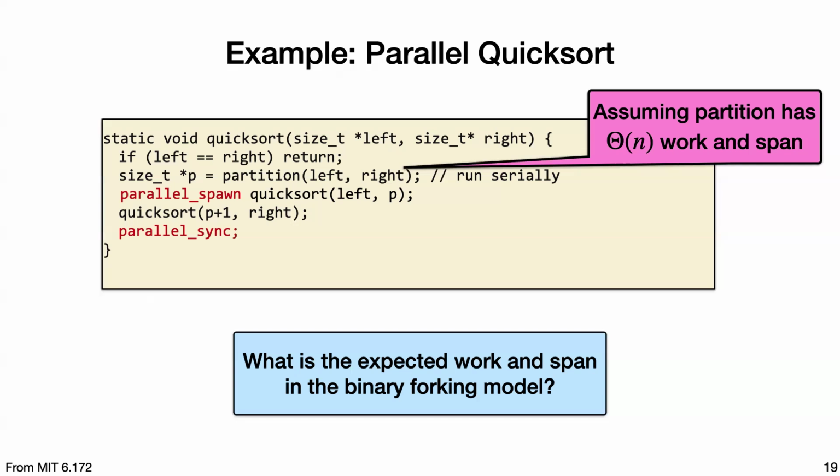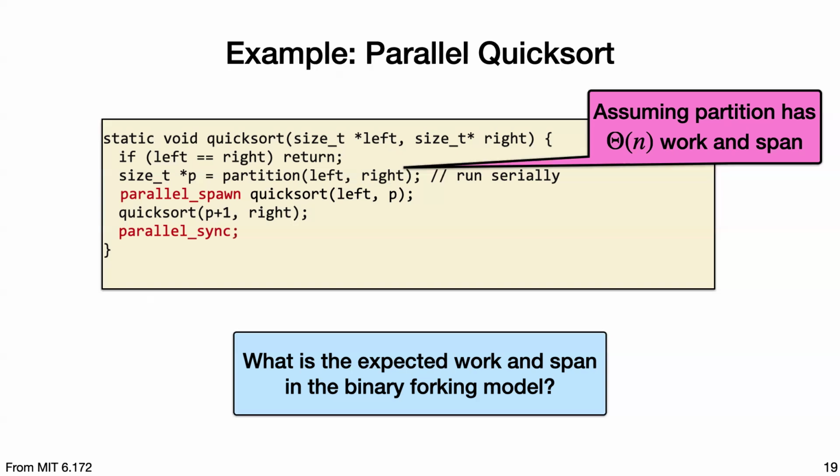But in parallel, we can spawn the left and the right halves, because the recursive calls can happen independently. After we have partitioned left and right and done the correct shuffling, the two halves are now independent and they can be worked on in parallel. So that's why there's a parallel spawn. This is the left half, this is the right half, and then we call sync.